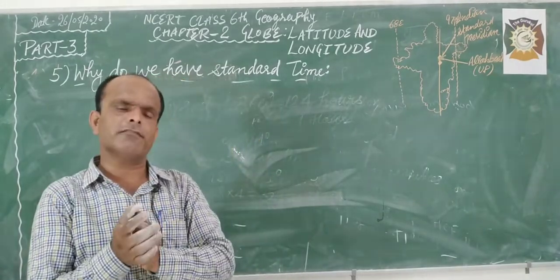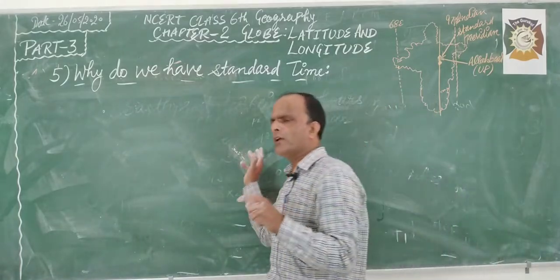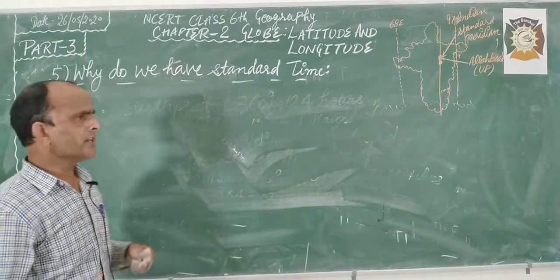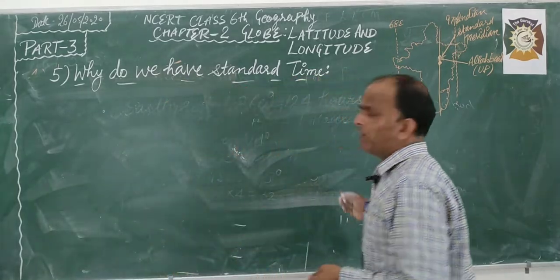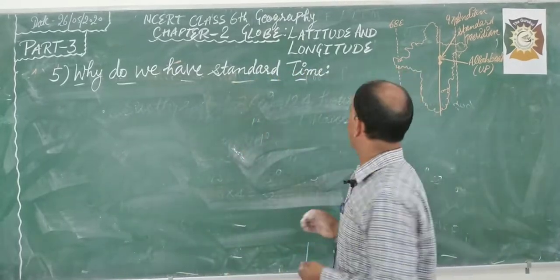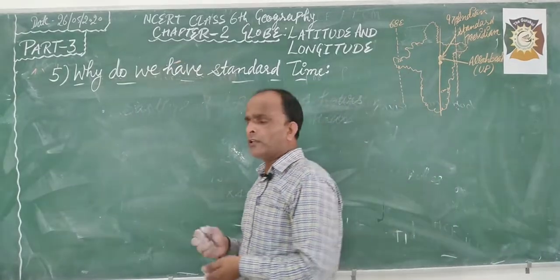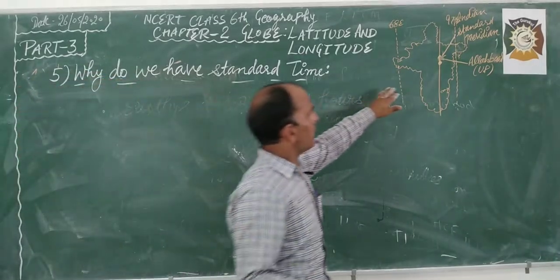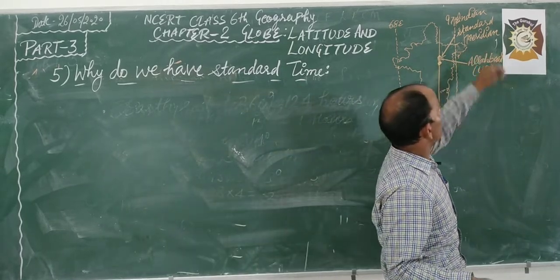You know that India is a vast country, and the area of India is very large, and it is located at 83 degree east longitude. And you know that in India there are two parts. One is in the west part, that is Dwarka, and in the east part, that is Assam.